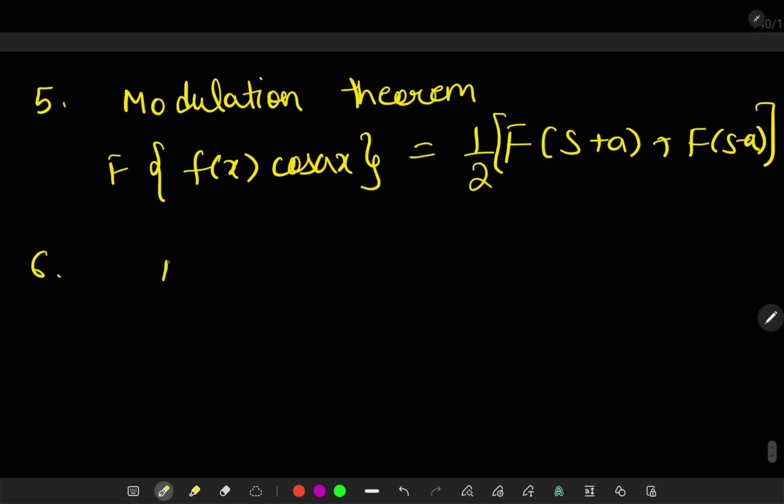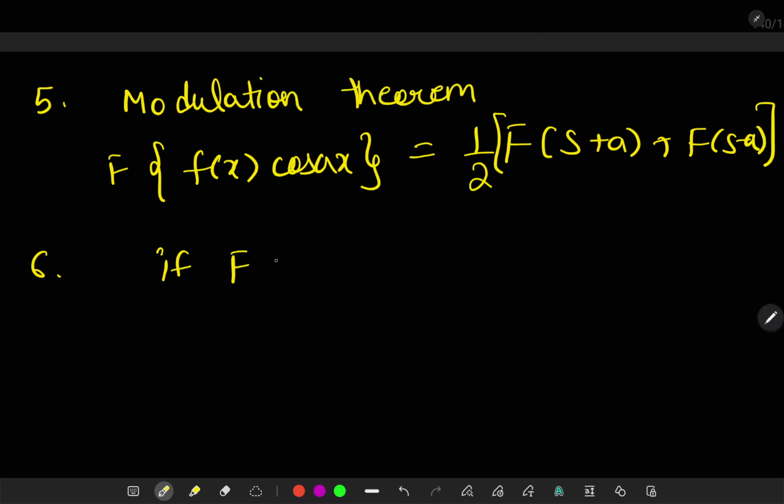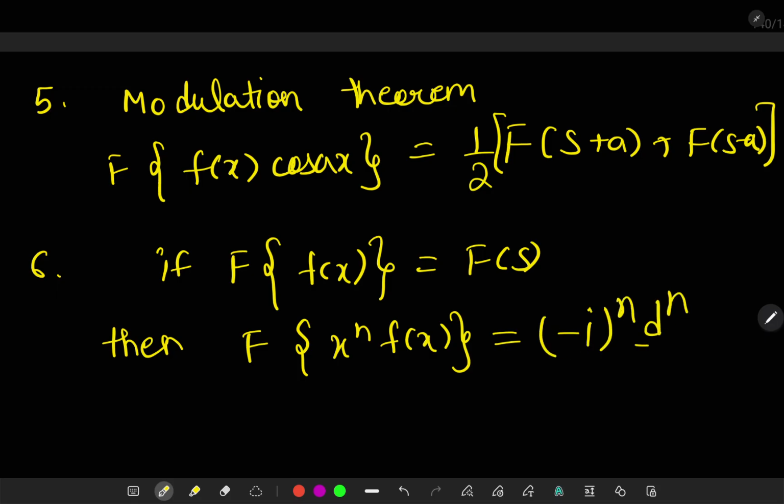Now sixth property, if Fourier transform of f of x equals to f of s, then Fourier transform of x raised to power n f of x equals to minus iota raised to power n, differentiation n times with respect to s of f of s.